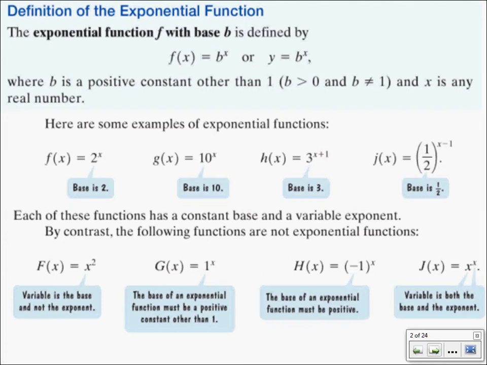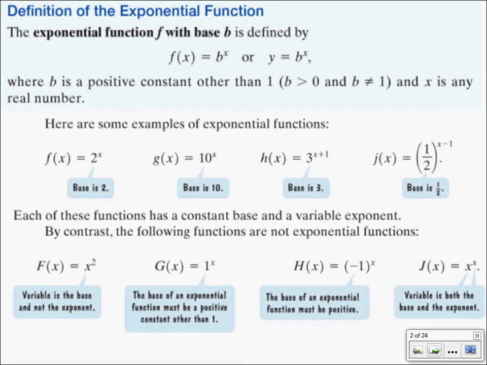So we're going to have a function where you have a base, b, and x is denoted as an exponent. And as you see, there are some examples like f of x equals 2 to the x, where 2 is the base, x is the exponent, and it is a variable. Each of these functions has a constant base and a variable exponent.